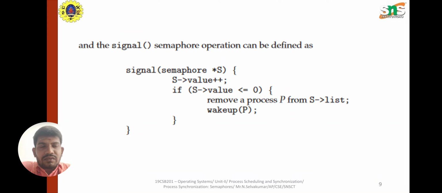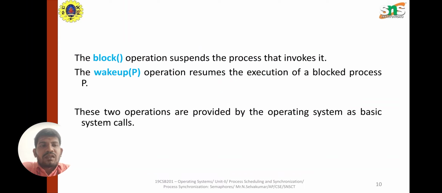The signal semaphore operation can be defined as signal(semaphore *S): S->value++; if S->value <= 0, remove a process P from S->list and wake up the process P. The block operation suspends the process that invokes it. The wakeup operation resumes the execution of a blocked process P. These two operations are provided by the operating system as basic system calls.